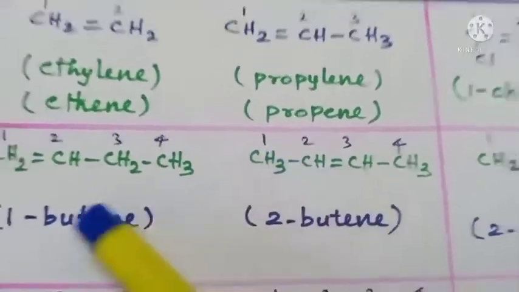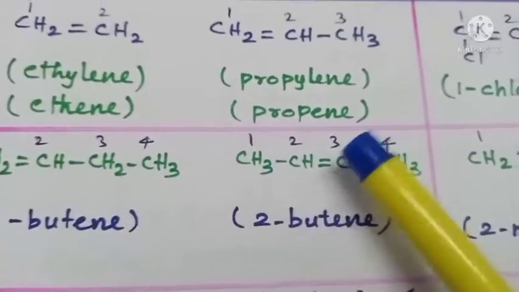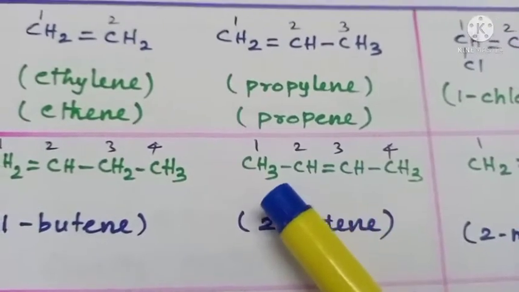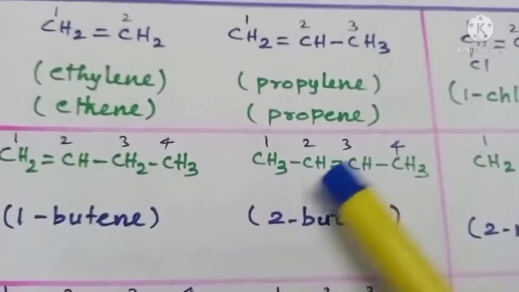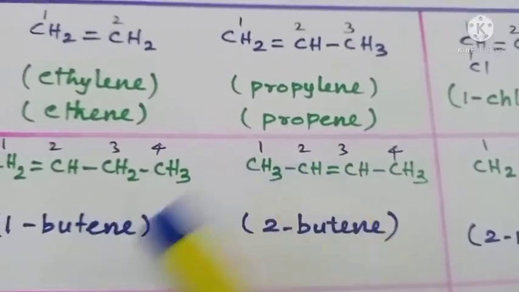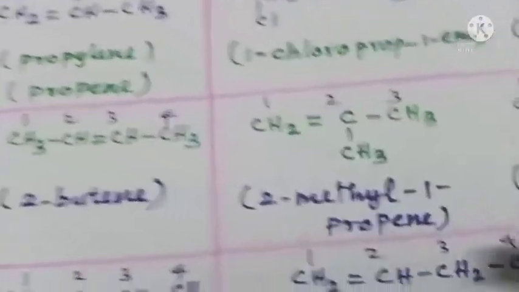This 1-butene and this 2-butene are isomers; they have the same molecular formula. They differ in the position of the double bond, so we call them positional isomers. These two are called positional isomers. Right. Now we go for the next one.